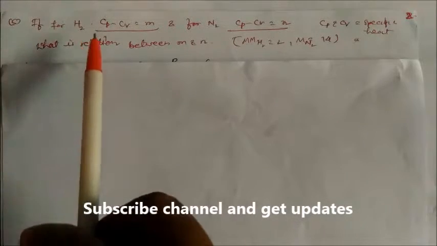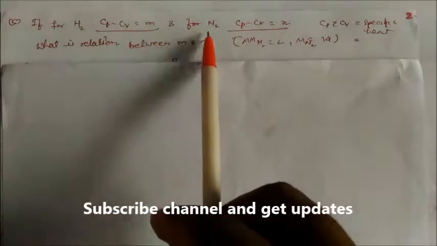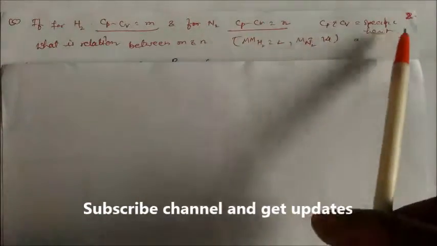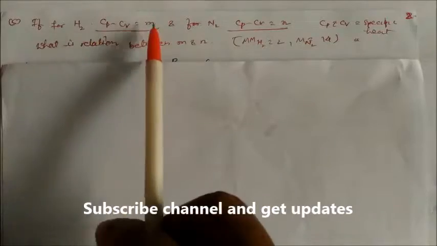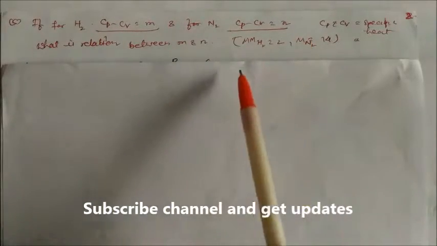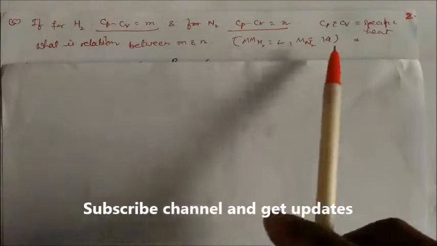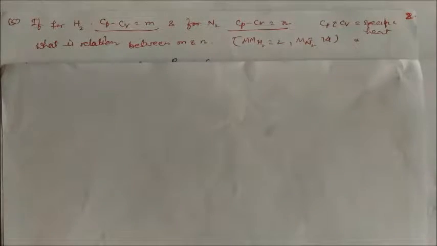If for hydrogen Cp minus Cv is M, and for nitrogen Cp minus Cv equal to N, and Cp and Cv are the specific heats, what is the relation between M and N? The molar mass of hydrogen is 2 gram, and for nitrogen it is 14 gram.